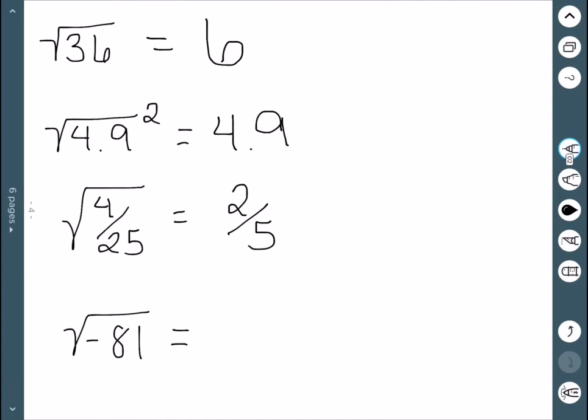The square root of negative 81. Like we said, negative numbers cannot have square roots. So we write DNE for does not exist. The one other thing that we have is if we have a square root of a number squared. Well, square roots need to always be positive, so it's the absolute value. So we'll do some examples of that.